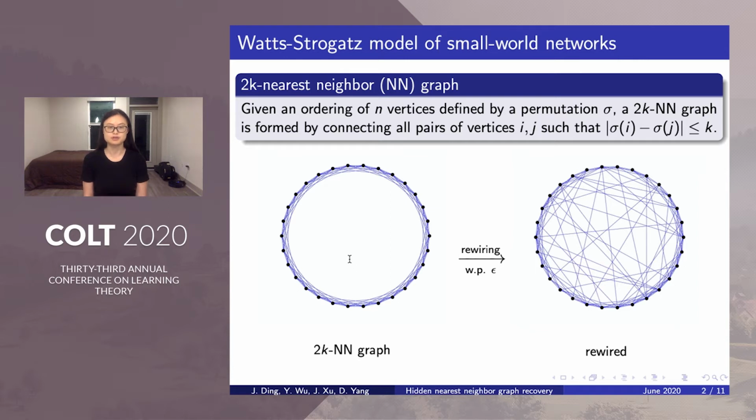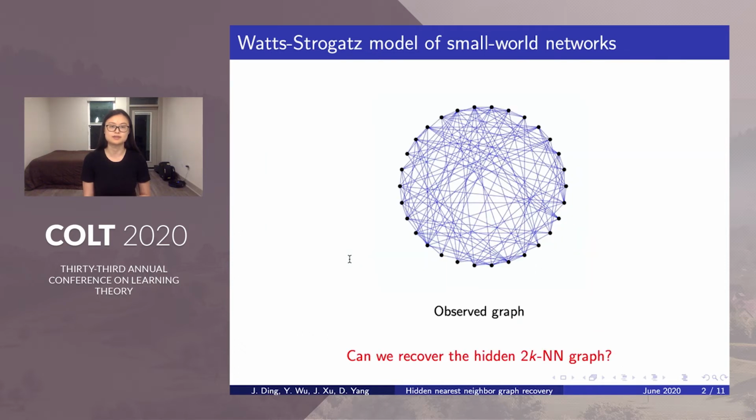From this nearest neighbor graph, each edge is selected with probability epsilon to be rewired to another node. An example of the rewired network is shown on the right. However, in real life, we never actually observe the underlying ordering of the vertices, and the observed network would look more like a graph like this. So our question is, from this observed graph, can we go back and recover the hidden 2k nearest neighbor graph that we started with?